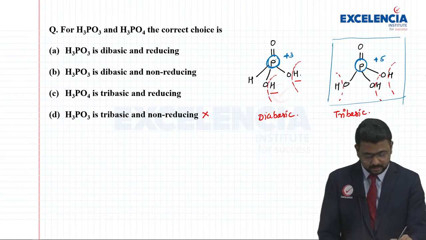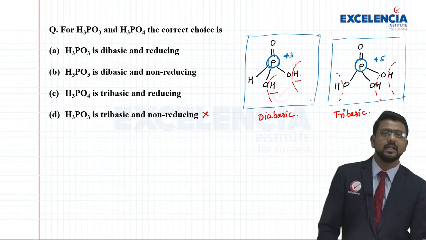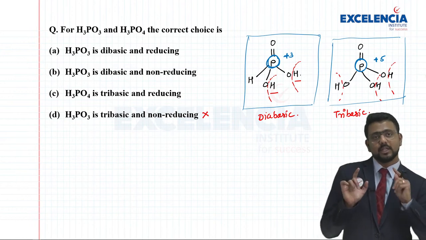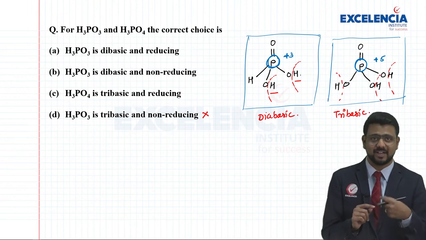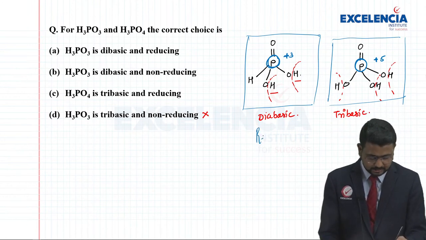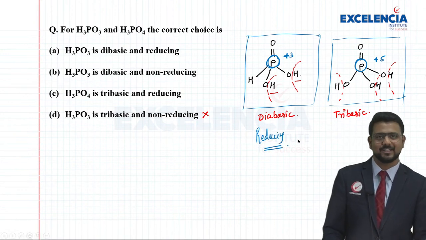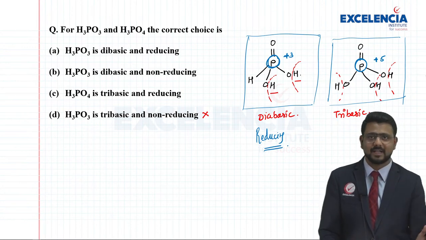However, if you consider this phosphorus in phosphorus acid, it is having intermediate oxidation state, I would say, right? Plus 3. Now this plus 3 can get converted into plus 5. That means phosphorus can be oxidized. If it can be oxidized, definitely this particular acid can behave as a reducing agent. Right? It can behave as a reducing agent, whereas phosphoric acid cannot behave as a reducing agent.